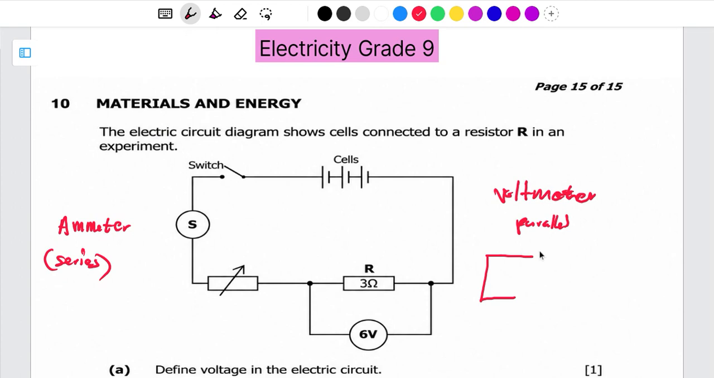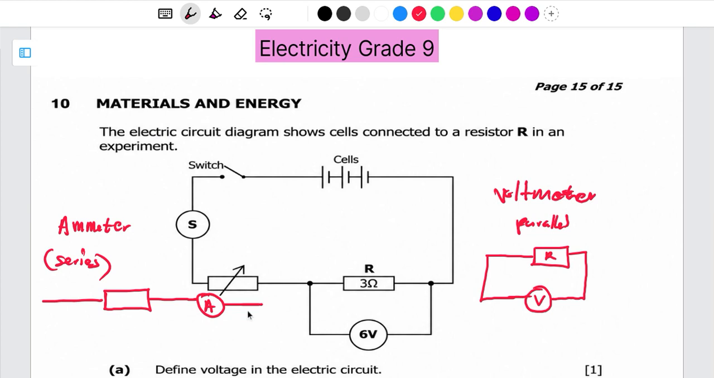Okay, so let's have an example. If here we are having a resistor, which is R, then we have also another one here. But for the voltmeter, it is going to be somewhere here, represented by V. So we have the voltmeter here. So this is parallel. For series, it's just direct like this. Then here you're going to have an ammeter, represented by A. So this is what I'm talking about.